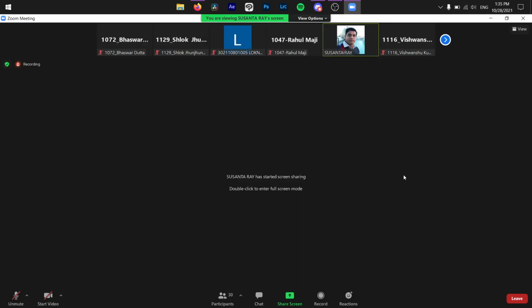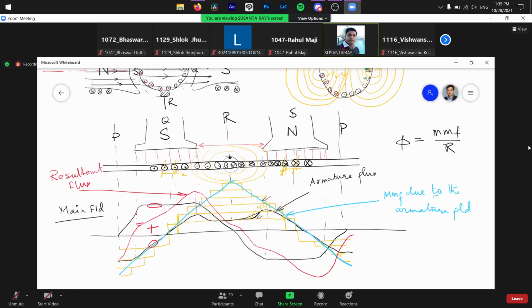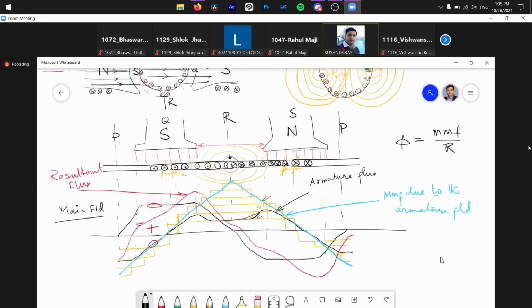If you have any doubt at this point, you can ask me, because this is a very important thing, armature reaction. Armature reaction will be there for any machine having a doubly excited feature. Like the synchronous machine also will have armature reaction. So if you understand here, then you will understand there also. So if you have any doubt, you can ask me.